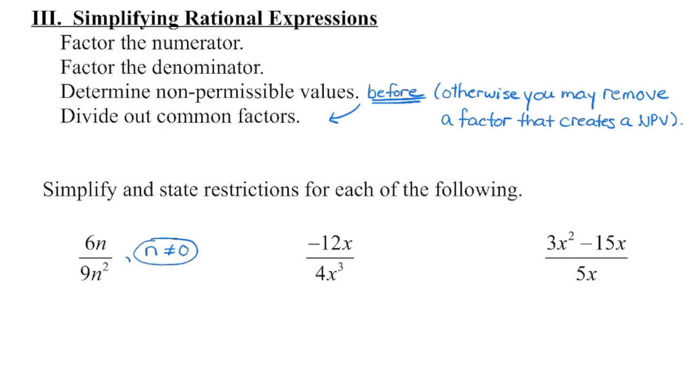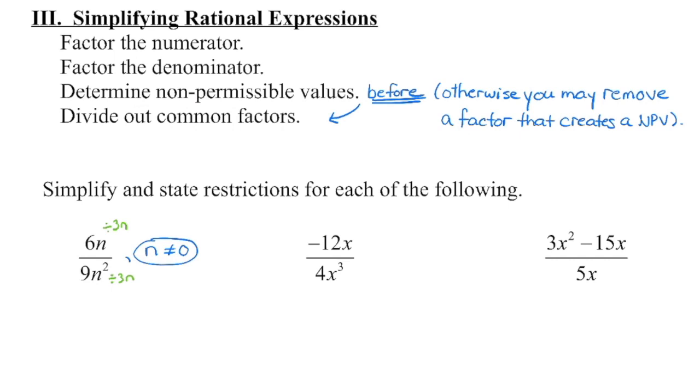Now, we're going to treat this similar to reducing a fraction. So what is the largest number, other than 1, that will divide evenly into 6 and 9? And we can see that that's 3. So we're going to divide both of them by 3. And then we're also going to take a look at the variables. What's the largest variable that divides evenly into n and n squared? And we can see that it's n. So we're going to divide both the numerator and denominator by 3n.